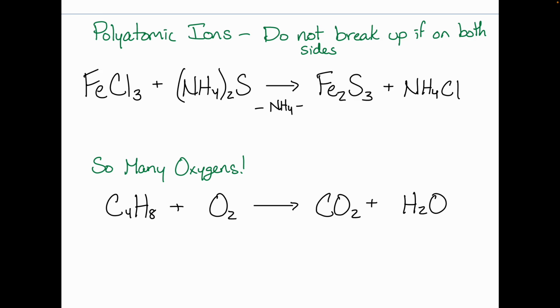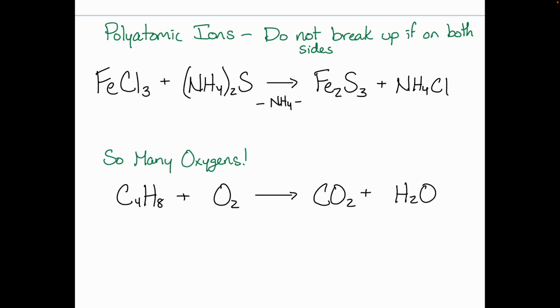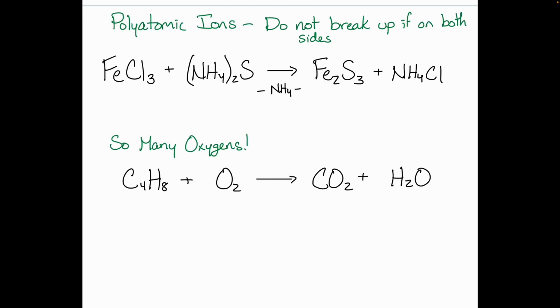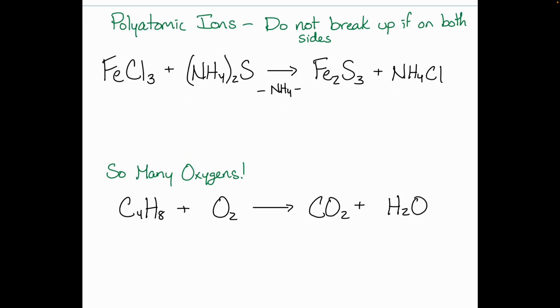Right, if it was NH4 on one side and on the other side the nitrogen was by itself and the hydrogens were by themselves, that'd be a different story. But here it appears on both sides, so let's just keep track of ammonium ions, as well as, of course, all the other elements in this compound. You're going to do the same thing for iron, for sulfur, and for chlorine. But again, don't break it up into individual N's and H's.